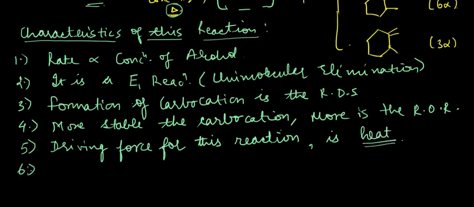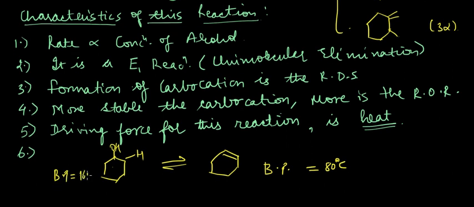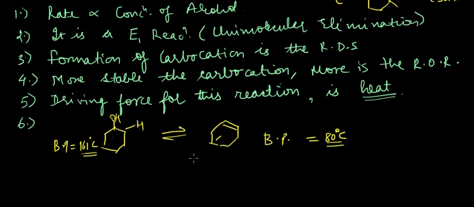Okay, sixth point is what happens at high temperature: distillation of alkene actually takes place. I'll just explain with an example that suppose we have something like this. This is OH and this is H, and we are just comparing the boiling points of these two compounds. The boiling point for this alkane is 80 degrees Celsius, and boiling point for this is 161 degrees Celsius. So at high temperature, distillation of alkene actually takes place. I'll just write it in blue.